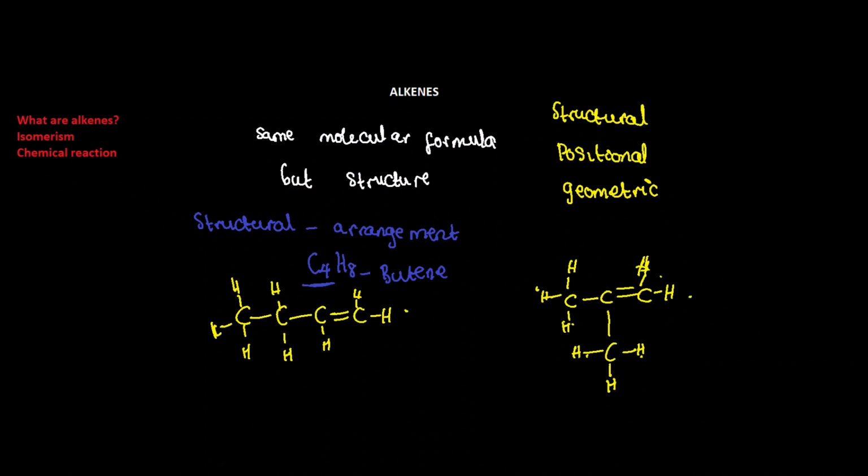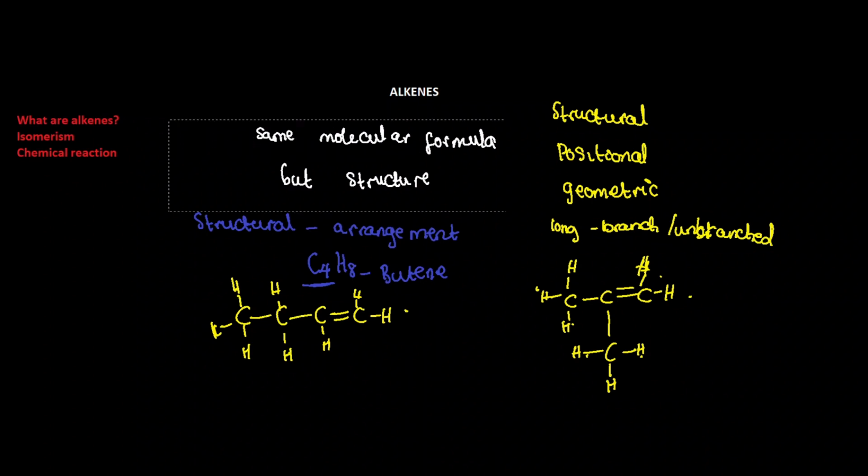Now, these two molecules exist as structural isomers. So the structural isomerism of alkenes basically has to do with whether it's a long continuous chain which is branched or unbranched. So depending on the branching, molecules of a particular alkene could form various isomers. Now let's take a look at positional isomerism.